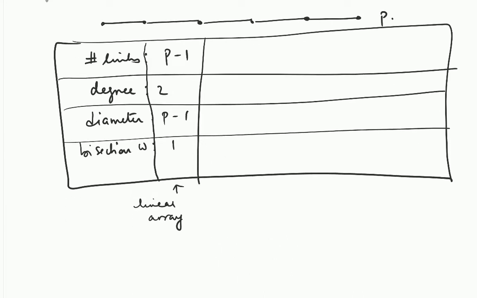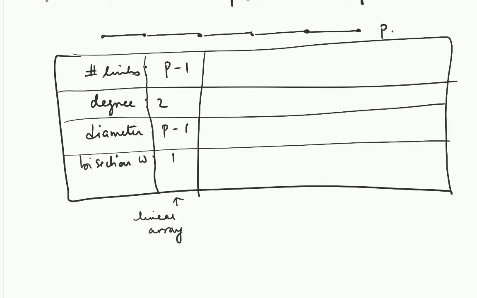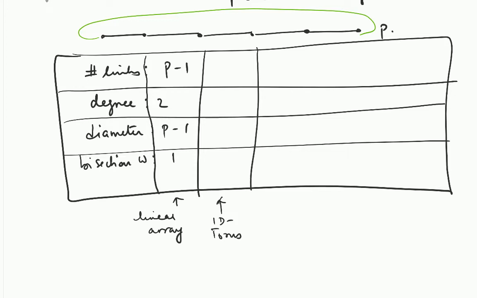So we want high bisection width, we want low diameter, we want low degree, we want a low number of links, right? But of course, we have to compromise somewhere. I can do a simple trick to bring down the diameter and increase the bisection width in a linear array. The trick is simply to set up one roundabout connection. This is actually called a 1D torus. Such connections are called torus or tori.